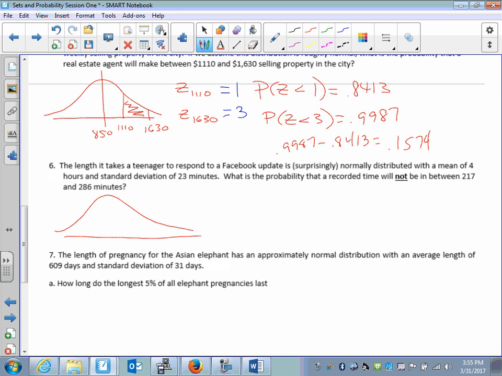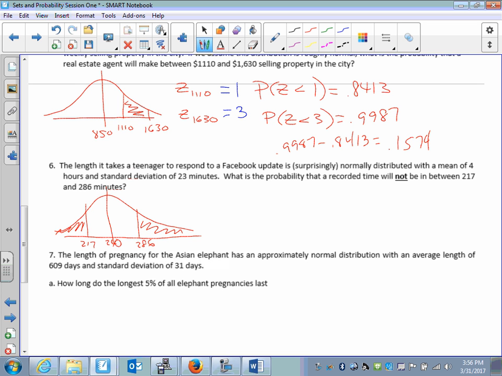Now, 4 hours is the mean. That's 4 times 60, which is 240 minutes. So 217 minutes would be below, and 286 minutes would be above. And so we're asking for this area and this area.